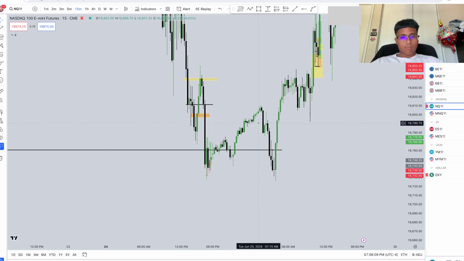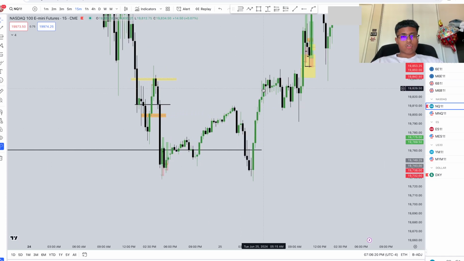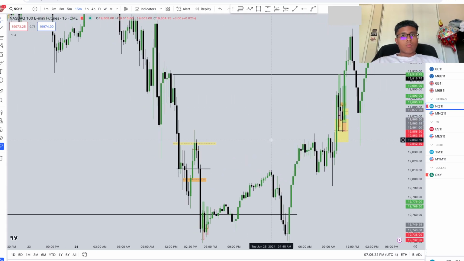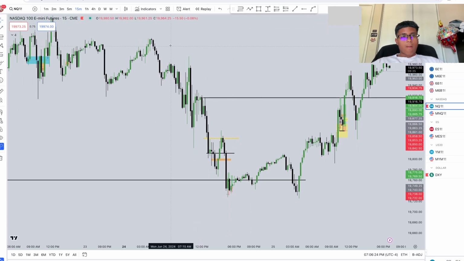What do we have here? A price run up. What do we have here? London takes this low. Boom, London, market structure shifts to the upside. What do we have to the left? Highs, highs, highs, highs, highs, highs. This will probably be taken tomorrow.